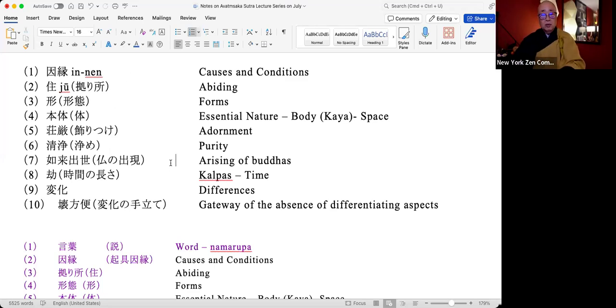And then next one, it's also related with that sometimes there's someone who's like a leader of the practice appears in this. Arising of the Buddha is the translation of Nyorai Shussei. Nyorai is Tathagata. Shussei, in this case, talking about the appearance in this world.